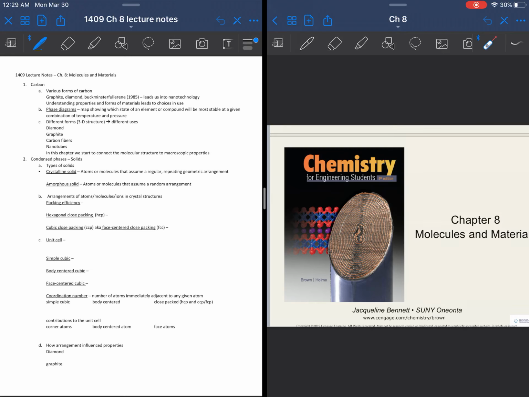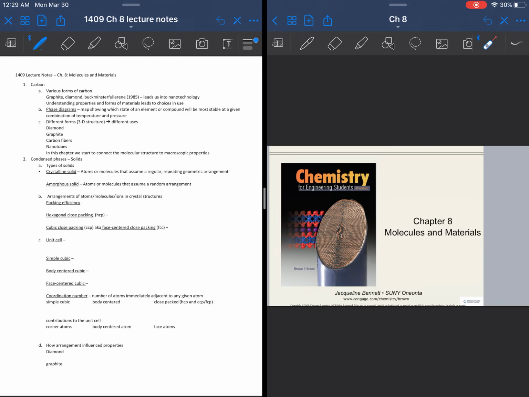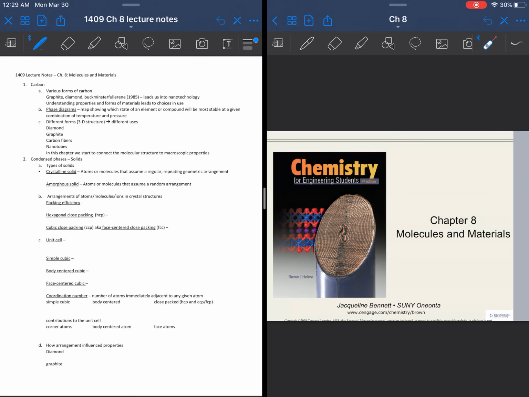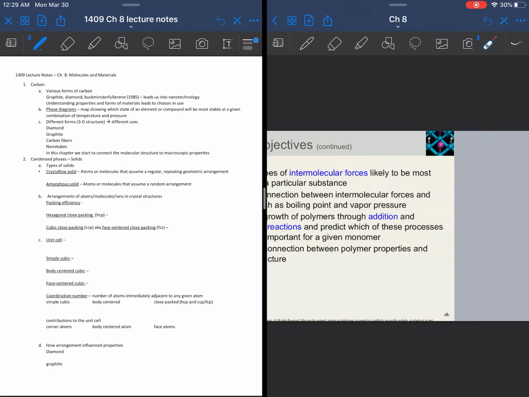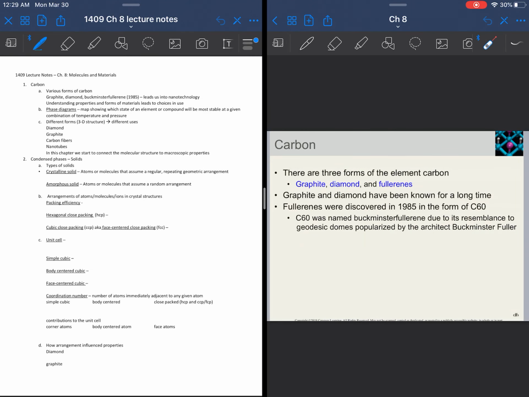Hello, everyone. Let's get into Chapter 8. We are looking at molecules and materials for this chapter. We're going to be talking about solids and liquids. We're going to talk about intermolecular forces, but we're going to start off with the insight on carbon.